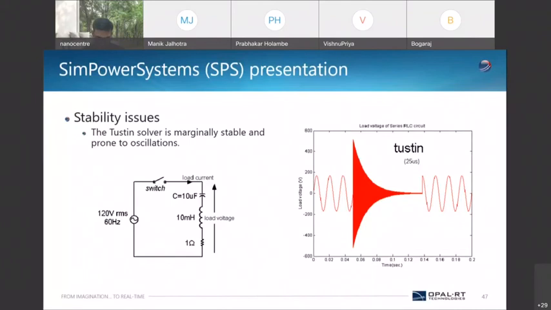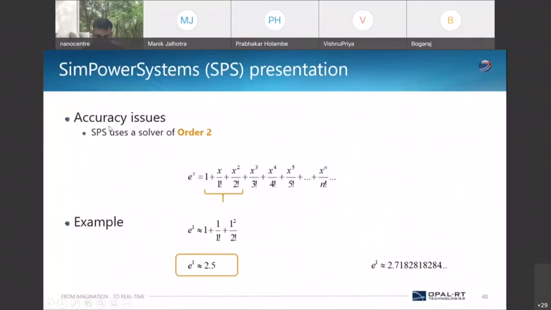And not only stability issues, we have problems related to accuracy as well. SPS uses a solver of order 2, which means it only takes the first two terms while evaluating the value of a constant. If we try to compute the value of e raised to the power 1, which gives us somewhere around 2.71, then using SPS of order 2 the value we get is 2.5, so we can see that there is an accuracy issue with this one.